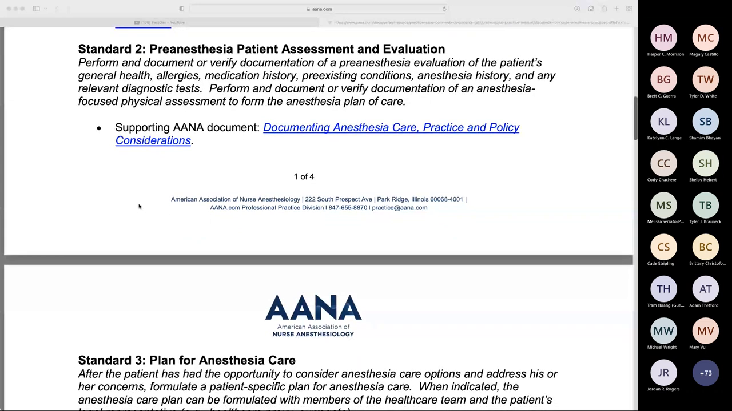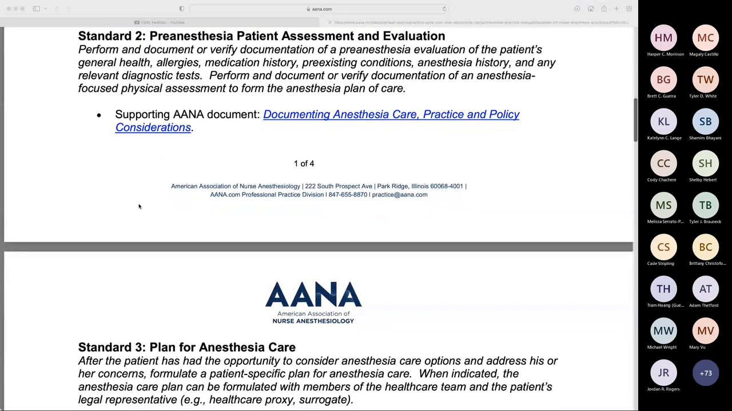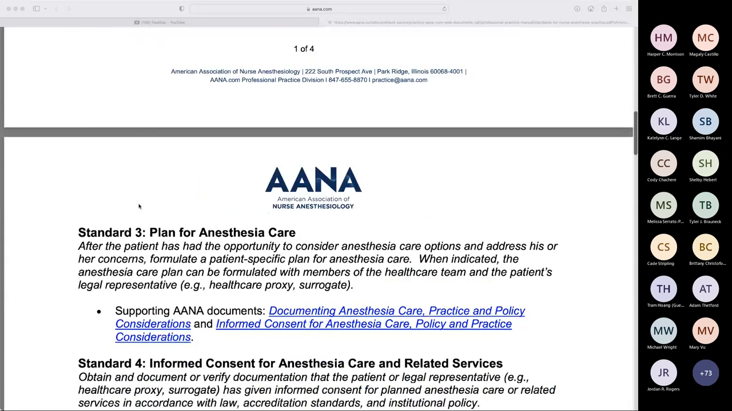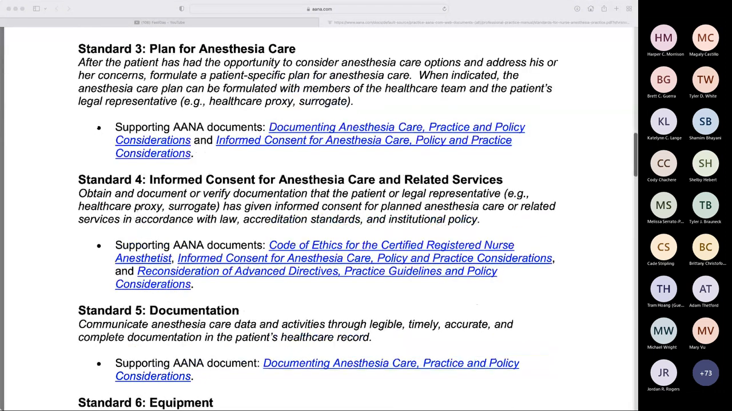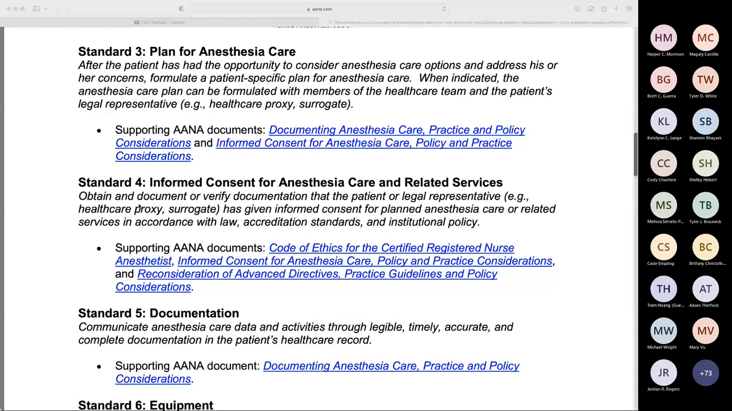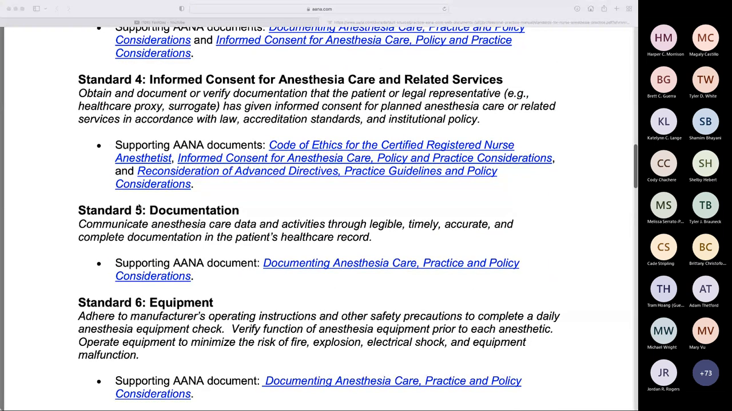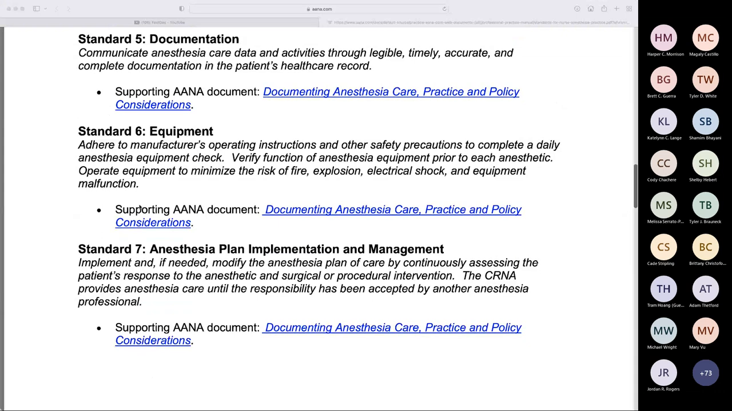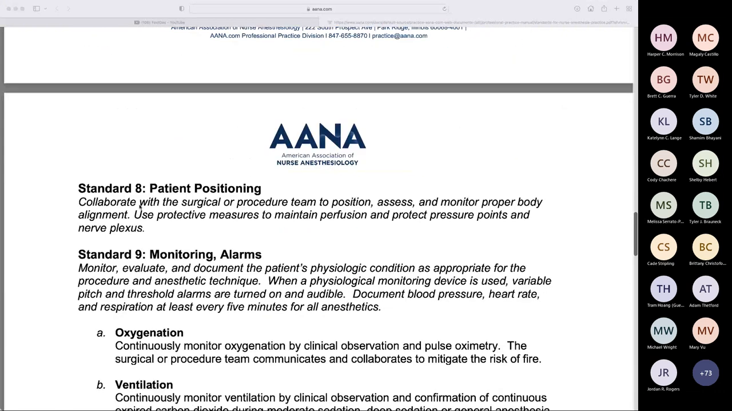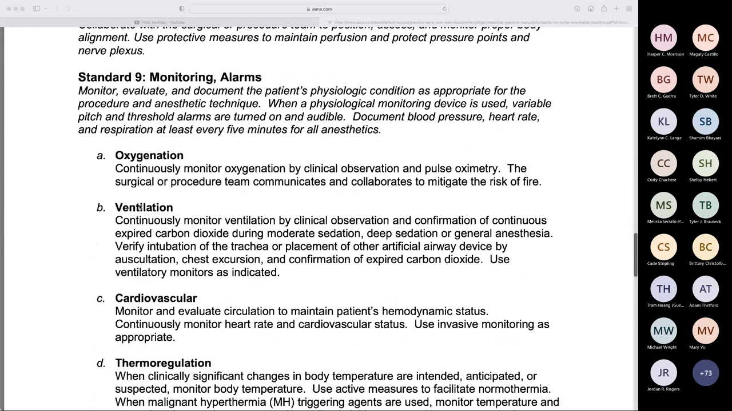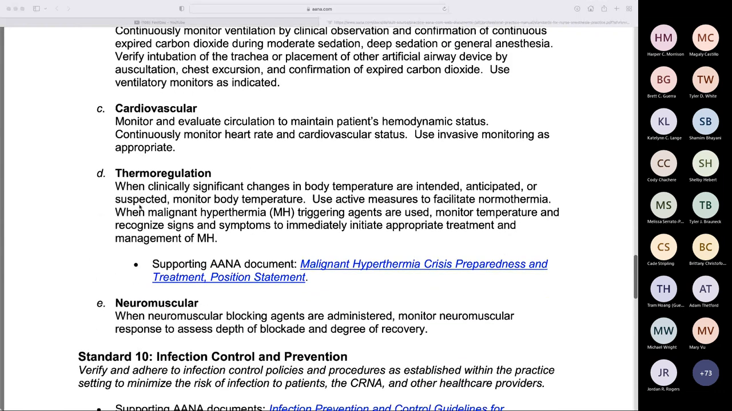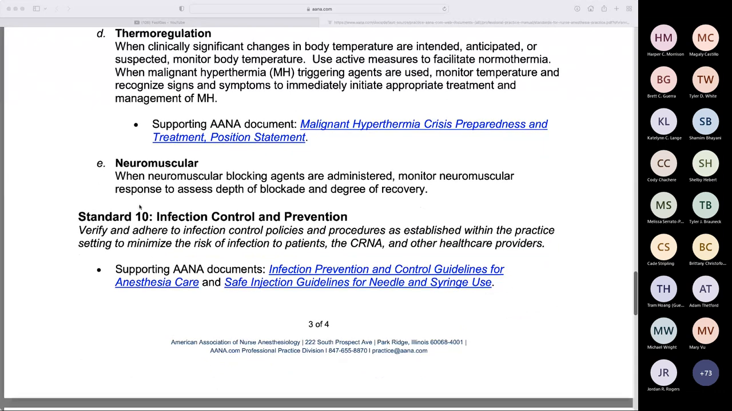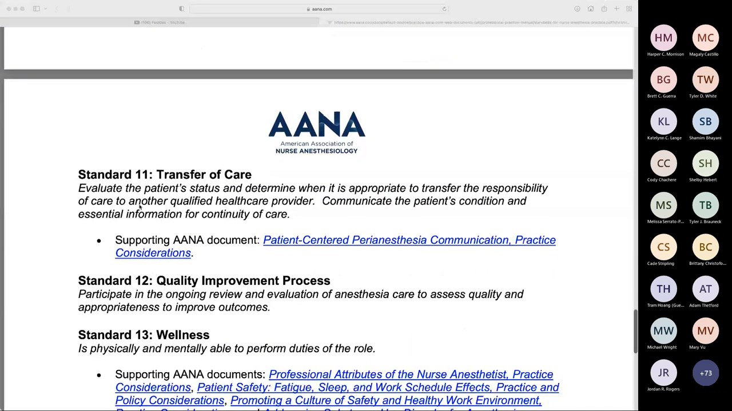So obviously you have to conduct some sort of pre-anesthetic assessment and document such. You have to develop a plan for your anesthesia care. You must obtain consent for that care, document everything, make sure your equipment is functional, and then actually implement that plan and manage it throughout, including positioning, alarms, oxygenation, cardiovascular stuff, maintaining temperature, and trying to prevent infections. Transfer of care is an important thing, not only doing it, but actually documenting how you do it.